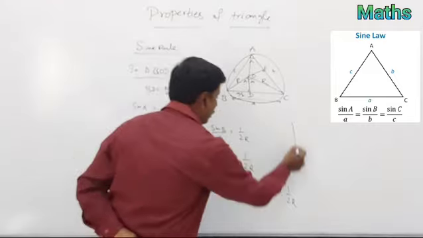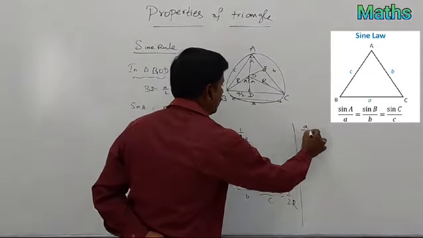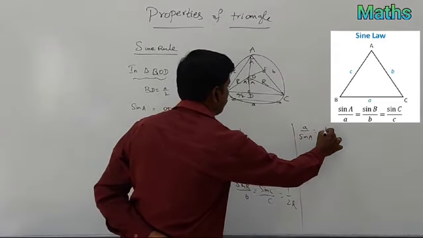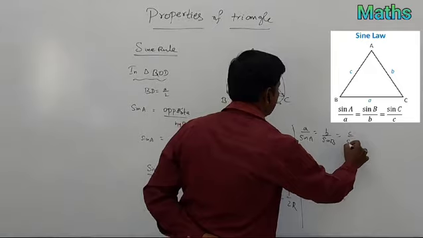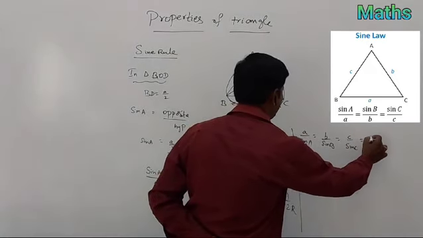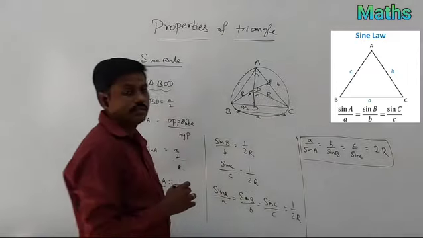In the same way, you can write the sine rule formula reciprocally: small a by sine A equals small b by sine B equals small c by sine C equals 2R. So it is the sine rule.